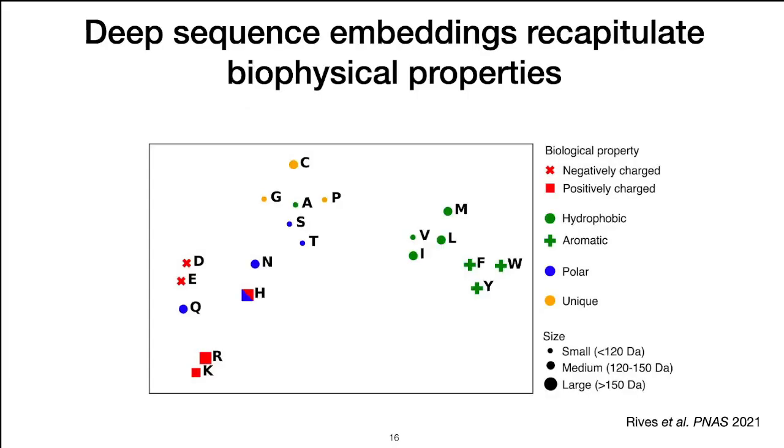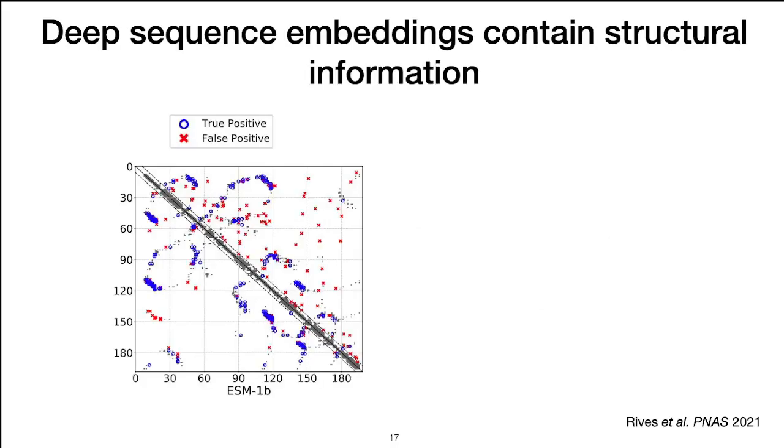So first, if you look at the embeddings they learn for the individual amino acids, those recapitulate biophysical properties such as charge, hydrophobicity, aromaticity, polarity, and size. These results are from a PNAS paper by Alex Rives and co-authors. In that same paper, they show that if you take the output embeddings and stick a linear projection on it, you can train that linear projection very quickly to predict whether 2 locations in the protein are in contact. So these embeddings contain structural information.